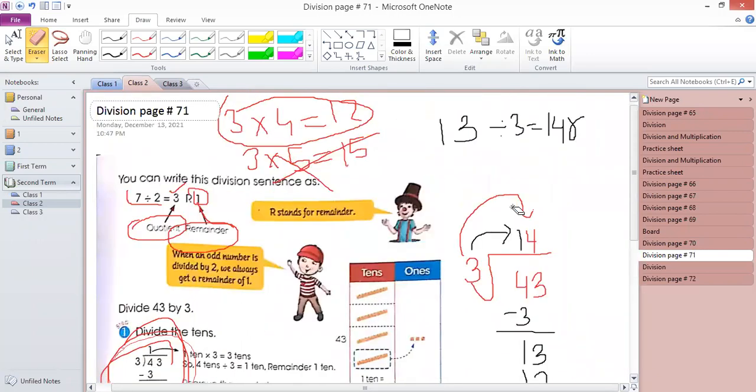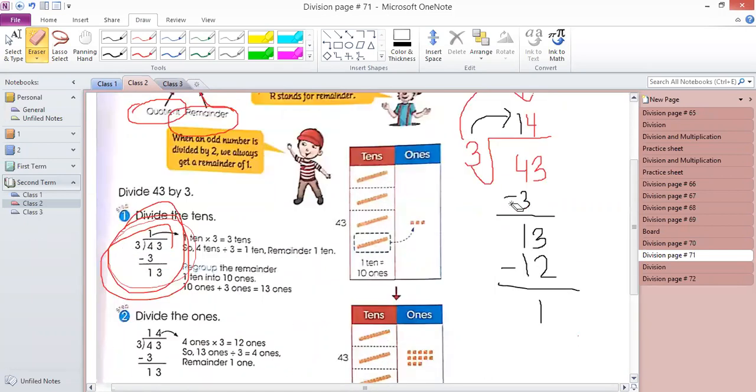So 13 divided by 3, again you will check the table of 3. 3 1s are 3, 3 2s are 6, 3 3s are 9, 3 4s are 12 and 3 5s are 15. So there is no 13 in the table of 3. That means you have to go to the number which is near to 13. So 3 4s are 12 and 3 5s are 15.